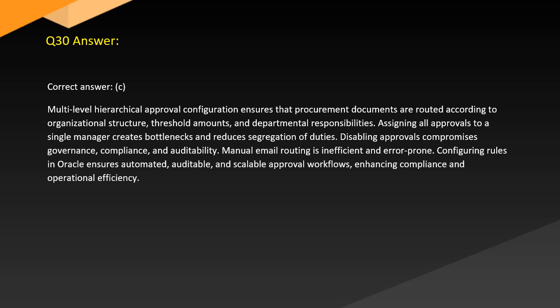Answer. Correct answer: C. Multi-level hierarchical approval configuration ensures that procurement documents are routed according to organizational structure, threshold amounts, and departmental responsibilities. Assigning all approvals to a single manager creates bottlenecks and reduces segregation of duties. Disabling approvals compromises governance, compliance, and auditability. Manual email routing is inefficient and error-prone. Configuration rules in Oracle ensure automated, auditable, and scalable approval workflows, enhancing compliance and operational efficiency.